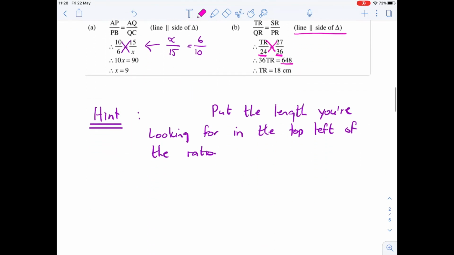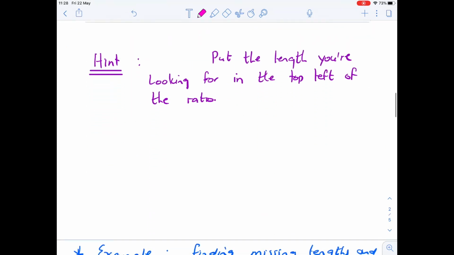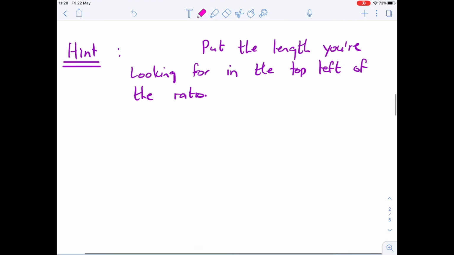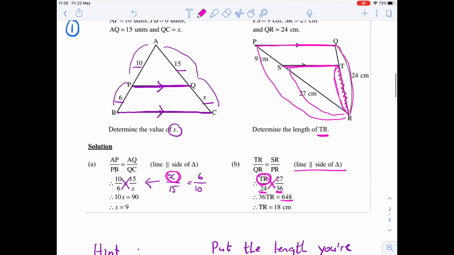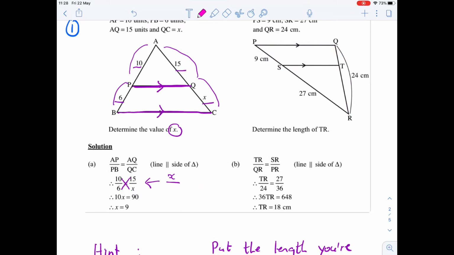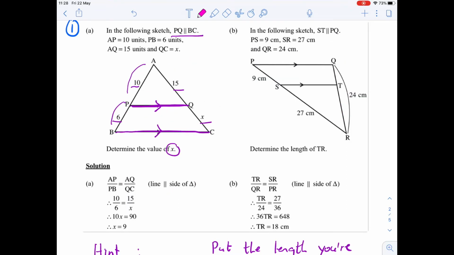Okay, let's keep moving here. Just one little hint I've talked about earlier and I find very useful is to put the length you're looking for in the top left of the ratio. So if we go back to these examples here, we're looking for TR, so top left. Here we're looking for X, so put it top left. Okay, it's just very useful in terms of getting standards going and working with something that is going to be useful.